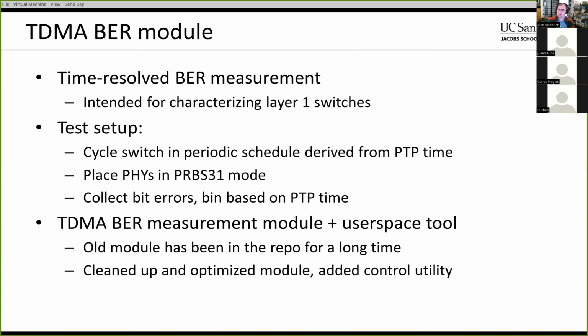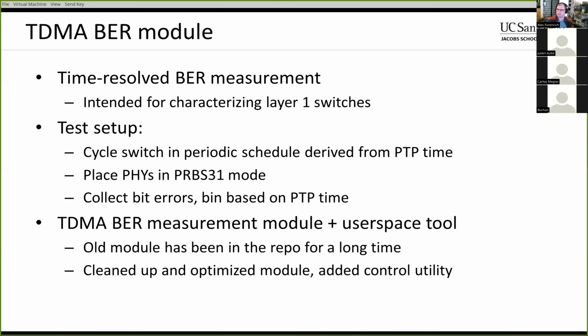So I may be looking at making a few modifications to this module to support some of these additional use cases. So yeah, this base setup consists of basically two things. One, we have the TDMA BER measurement module, which is the HDL that goes in the design, and then we have a user space tool to control it. So the user space tool will look for the register block for the measurement module, and then it can control the operation and collect the data.